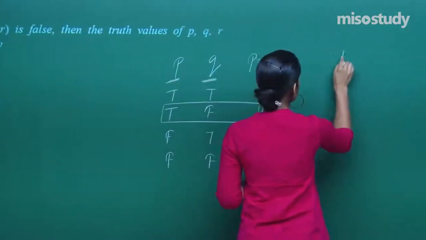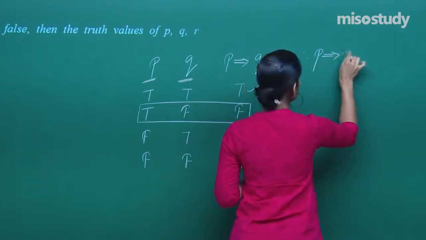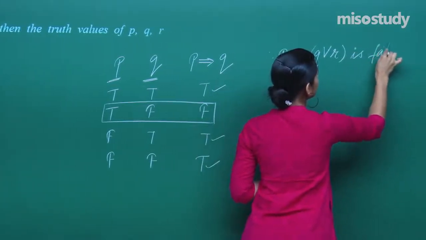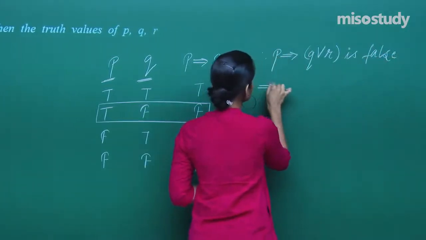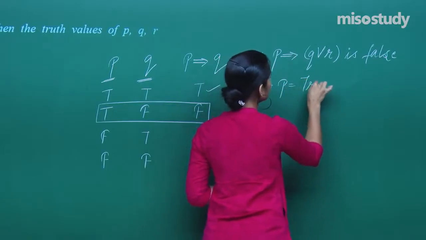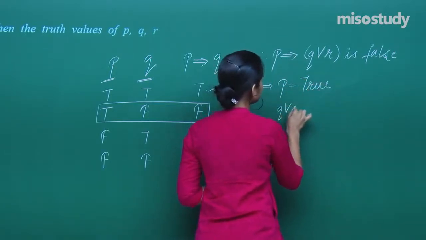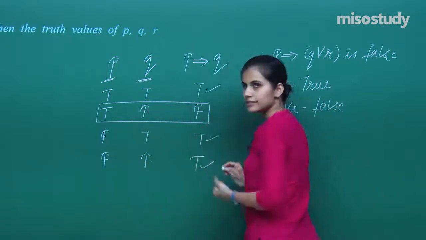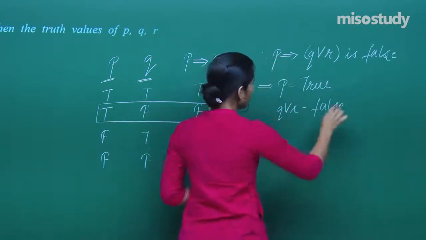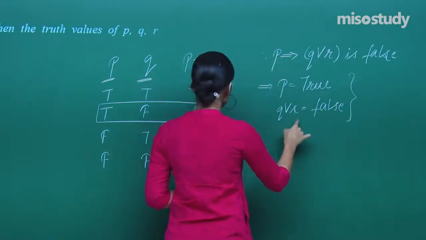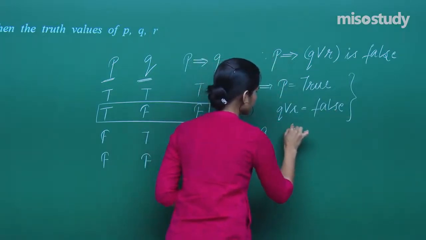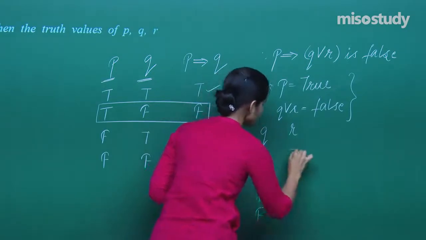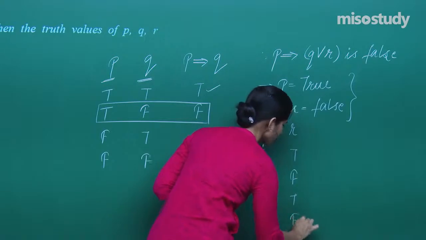Therefore, if it is given that P implies Q or R is false, this means the first statement is true and the second statement is false, because only then can this implication be false. Now, Q or R: let me say Q, let me say R. This can be true, true, false, false, true, false, true, false.